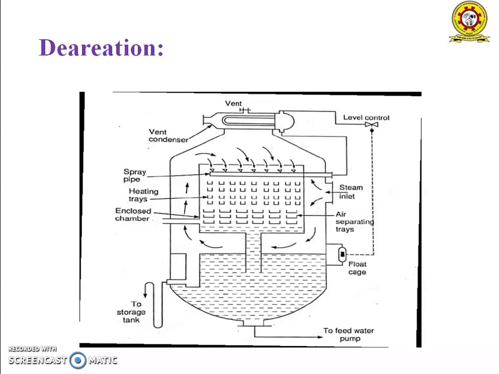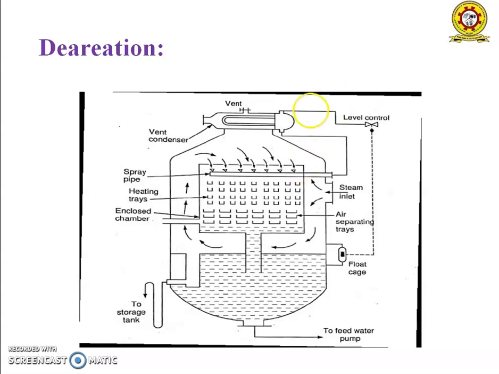The process of removing dissolved oxygen is known as deaeration. This can be done by deaerating heaters. If the water is heated to a temperature above 110 degrees centigrade with subsequent aeration, the dissolved oxygen is expelled. In this heater, feed water after passing through the vent condenser is sprayed upwards in the spray pipe. The water falls in the form of uniform showers over the heating trays and the air separating trays and finally gets collected in the storage space.